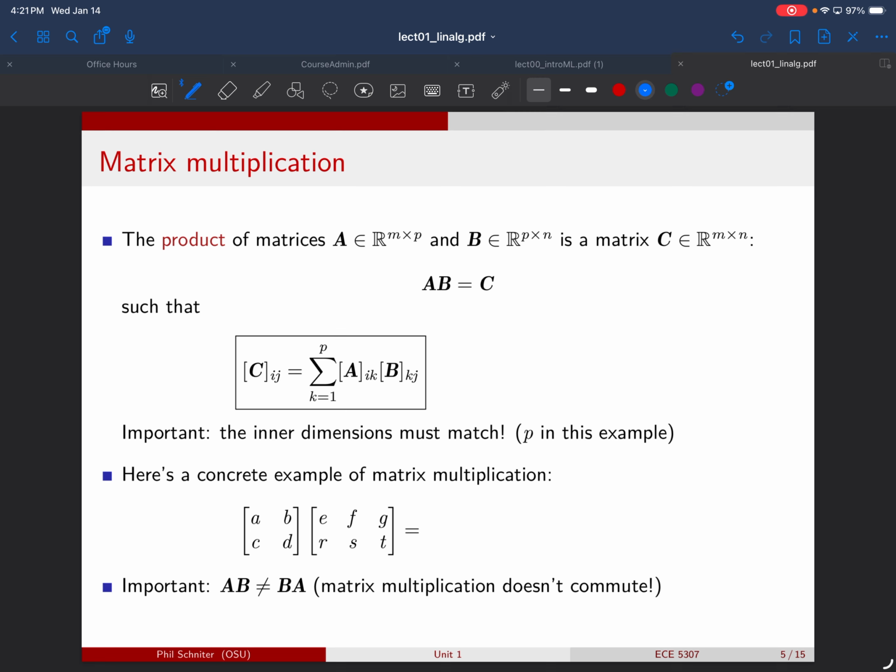So if we have two matrices, A and B, let's look at their dimensions carefully. If we're saying A is an M by P matrix and B is a P by N matrix, because they share this inner dimension, P, we can multiply them together. That allows us to do this multiplication. If they do not share that same inner dimension, we cannot multiply them. It just doesn't work.